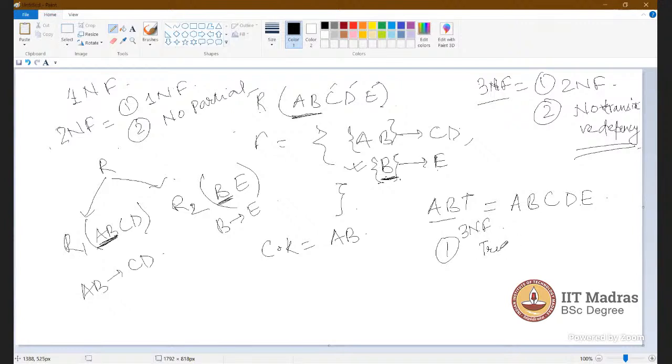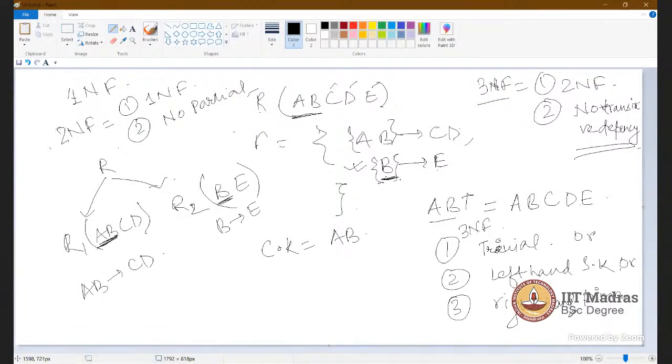Left hand side should be a super key. Right hand side should be part of a candidate key. And all of these are "or" conditions, which means you have to satisfy one of them, right? And the right hand side should be a prime attribute, right?